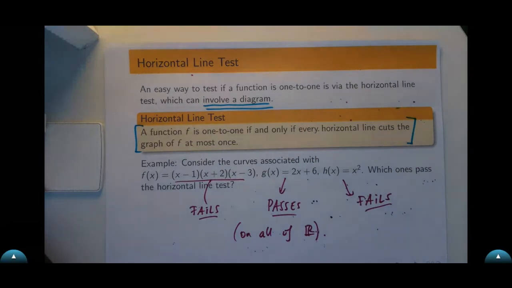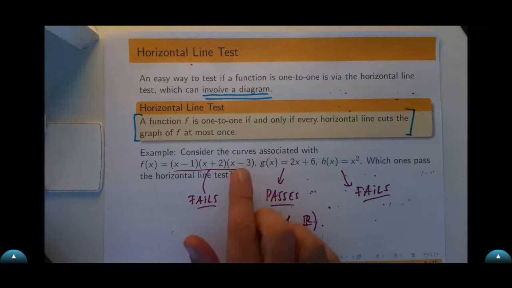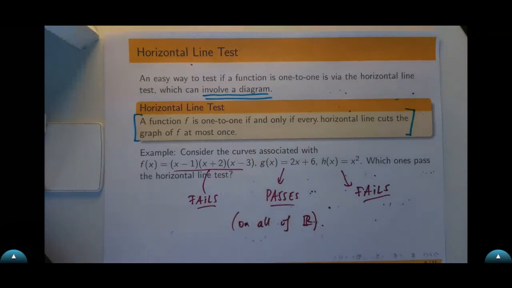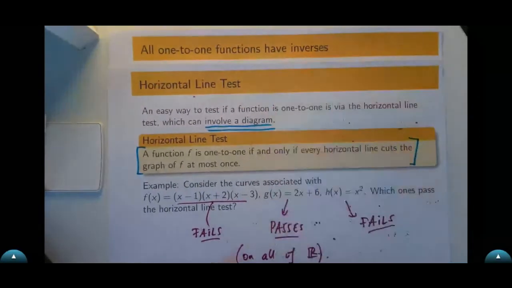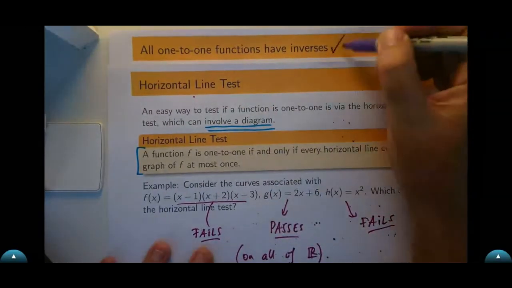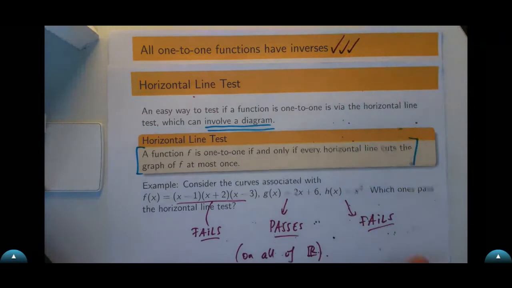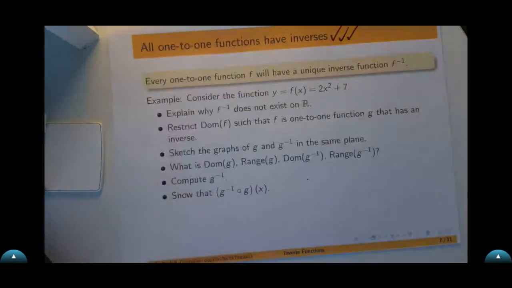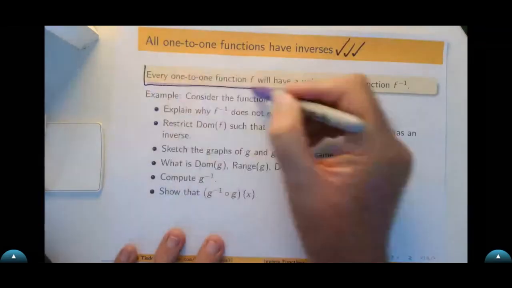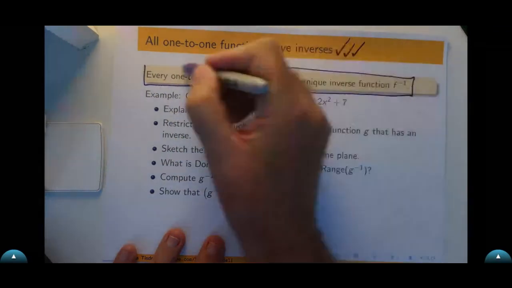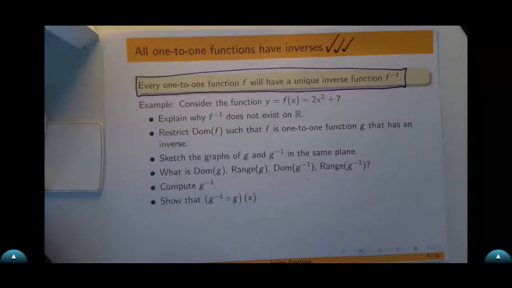So all one-to-one functions will have an inverse. That's pretty important, right? All one-to-one functions will have an inverse, and that's the subject of the next slide. That is super important. So let's have a look at the idea. Every one-to-one function has an inverse, and there's only one of them, right?